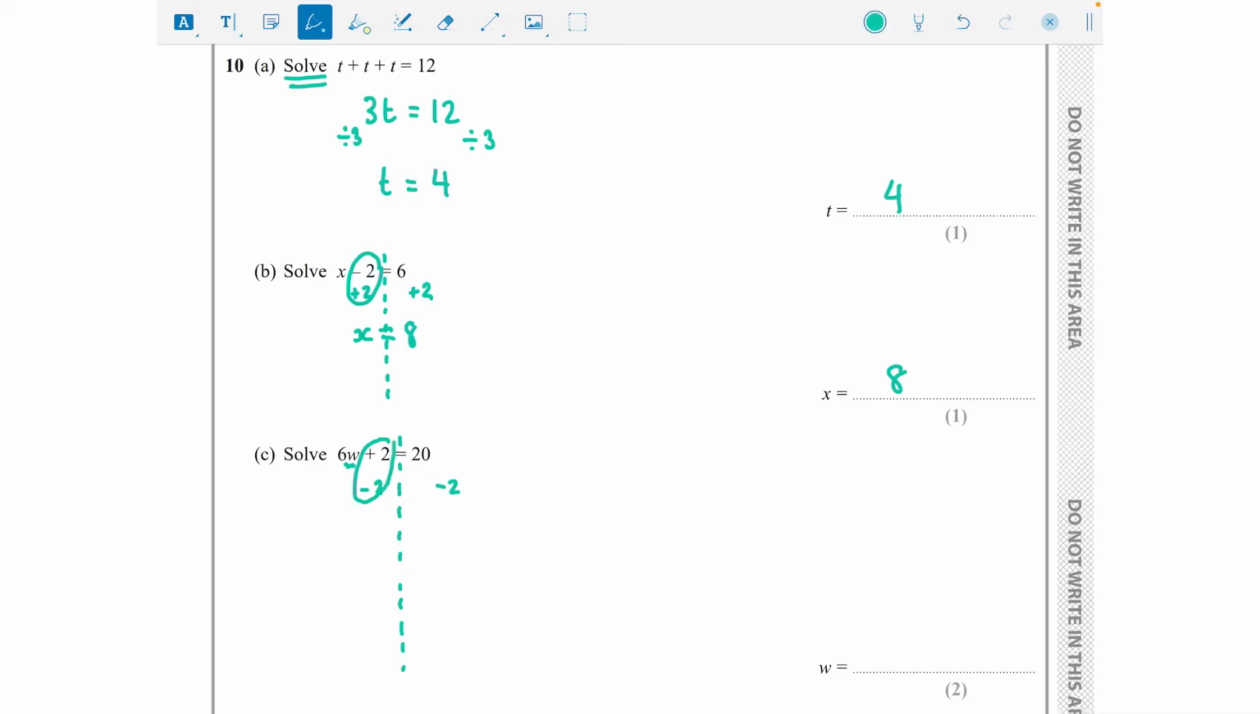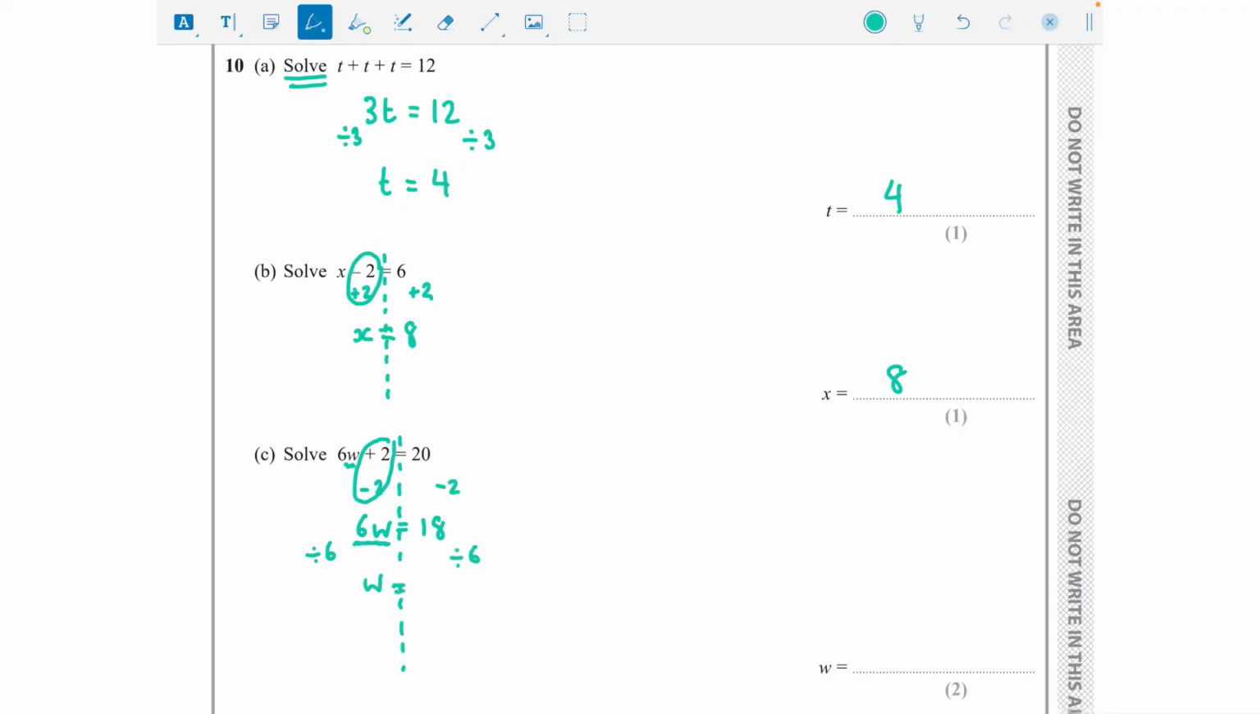So that's going to cancel that out, and that leaves us with 6w equals 18. I've taken away 2 from the left-hand side to get rid of the +2, so I've also taken away 2 from the right-hand side. Now, if 6 lots of w equals 18, this is a multiplication that's connecting these two things. So I'm going to divide this side by 6 because that will separate those and we'll just get 1 lot of w. And on the right-hand side, we need to do the same.